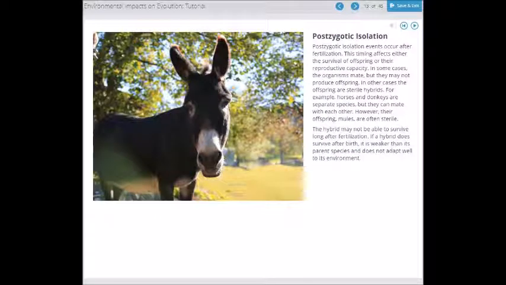Now, post-zygotic isolation is something that happens to organisms after they're fertilized. Okay, we had two populations, but they're reproducing with each other because they are close enough to each other and migrate. But something happens, and we're going to go back to horses and donkeys. A horse and a donkey can reproduce. Now there has to be some rules. I think it has to be a male horse and a female donkey or something. But they produced a mule.